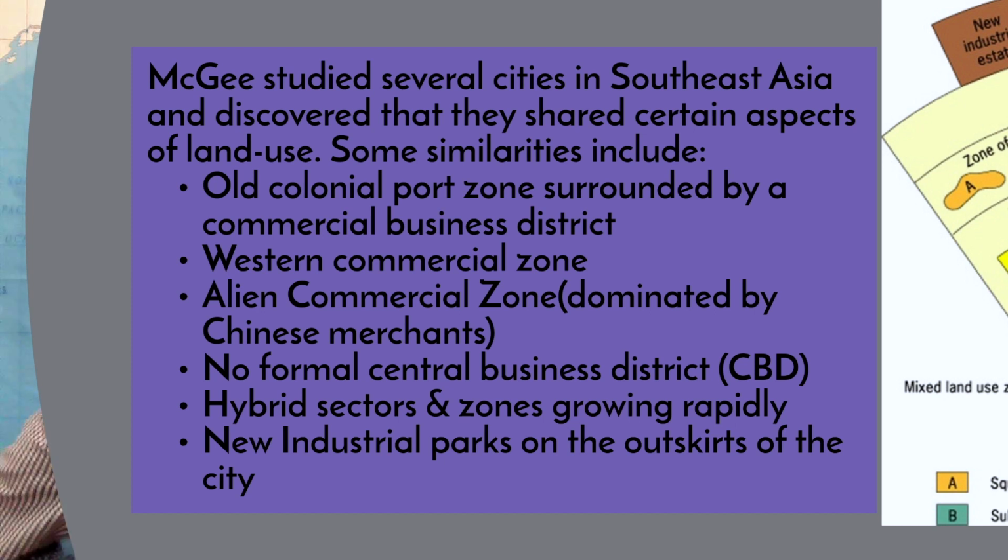So we have three different areas of zones of where trade happens. There's typically no formal central business district like there is in other cities. So there are hybrid sectors and zones that grow rapidly outside of that, and new industrial parks building things on the outskirts of the city.